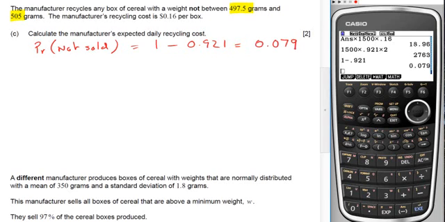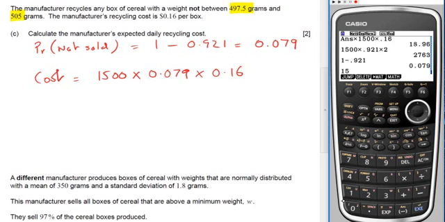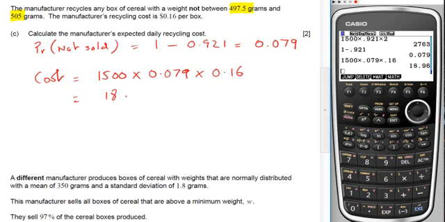And if it isn't sold, the manufacturer recycles it at a particular cost. So again, the cost of recycling is based on the number of boxes they make, times by the chance that they didn't sell it, times by the recycling cost. And again, 1,500 times by the chance that they don't sell it, times by the cost to recycle it so it can be sold. So their recycling cost is $18.96. And that is done. Moving on.